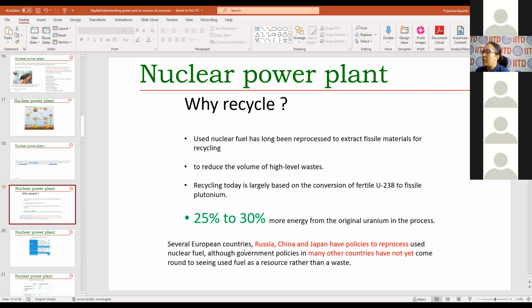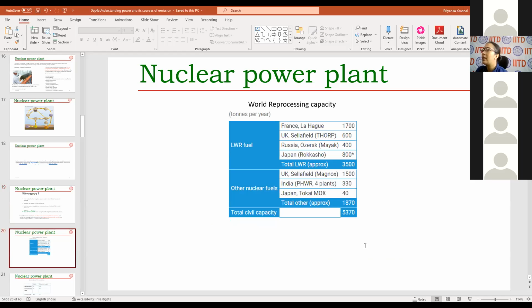You see several European countries, Russia, China, Japan have policies to reprocess used nuclear fuel, although government policy in many countries has not yet come around to saying reuse it, and rather they prefer to put it to waste, because this is a very advanced technology. It is not a simple technology that everyone can have, right? And there are very few facilities who can do that, are willing to do it for you, or have the capacity to do it for you. And some countries are very sensitive about recycling or waste, how to dump the nuclear waste, vis-a-vis others who said, okay, fine, we have done it one time, we can now put it as waste. It all depends upon the policy of that country.